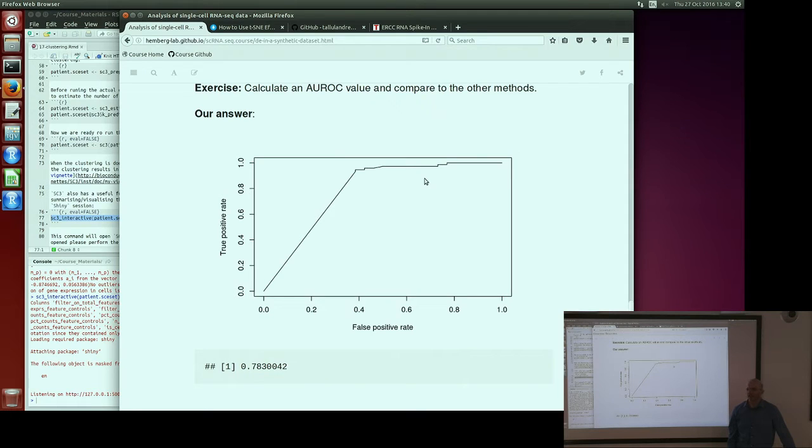Anyone need more time? No one needs more time. Okay, so hopefully you should have gotten a plot looking something like this.